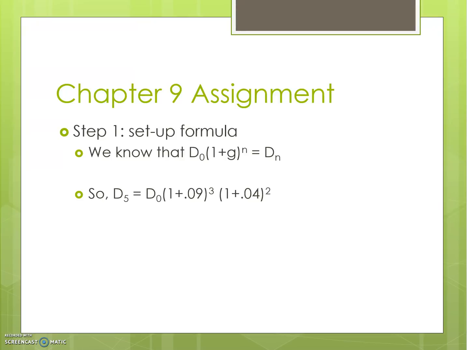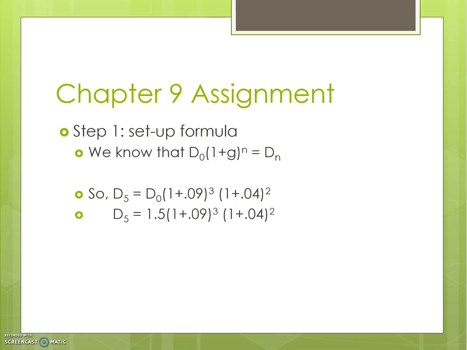For this particular problem, we could say that D0, remember there's going to be 3 years of 9% growth. So that 3, in this case n, is going to be the 3 years. We could do the same thing for the next 2 years. After that 3-year period, growth is constant at 4%. So we're trying to figure out what the dividend at year 5 is. 3 plus 2 gives us 5 years of time that we're dealing with. And this works for us as well.